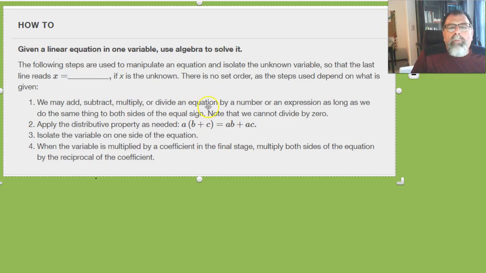So you can add, subtract, multiply, or divide an equation by a number or an expression as long as you do it to both sides of the equal sign, right? Golden rule of algebra. The only thing you can't do is divide by 0. So that's not allowed. Then you apply the distributive property as needed. Isolate the variable on one side of the equation. When the variable is multiplied by a coefficient in the final stage, multiply both sides of the equation by the reciprocal. I actually think of it in a little different terms, and I'll show you.